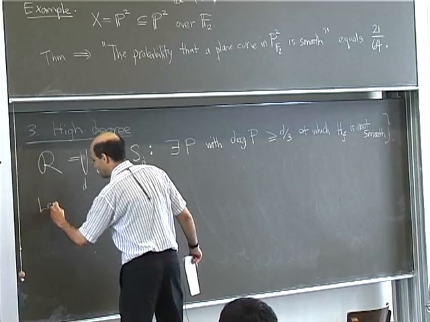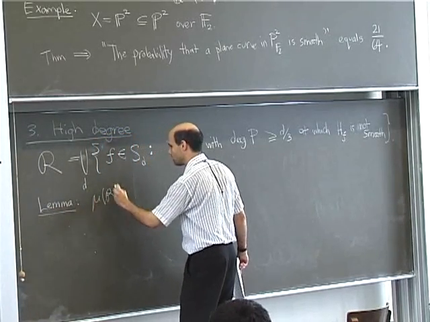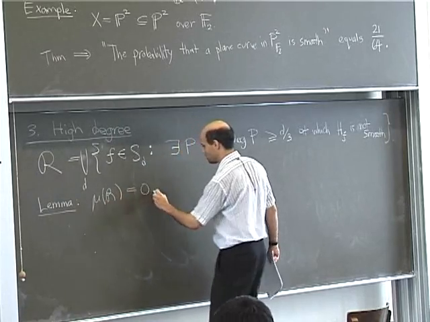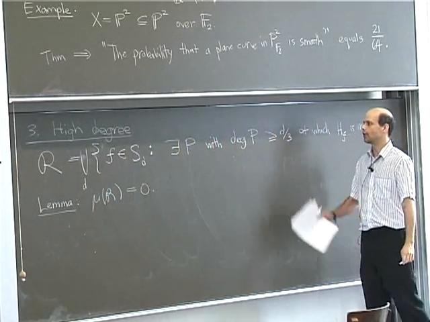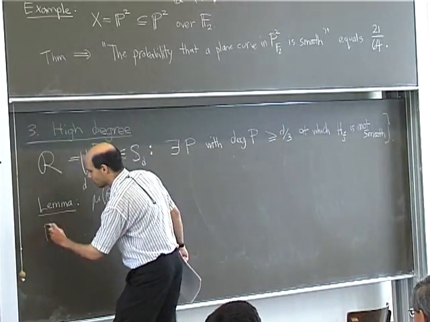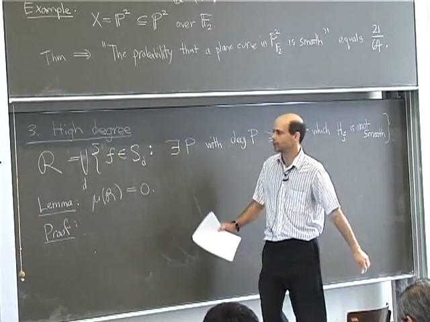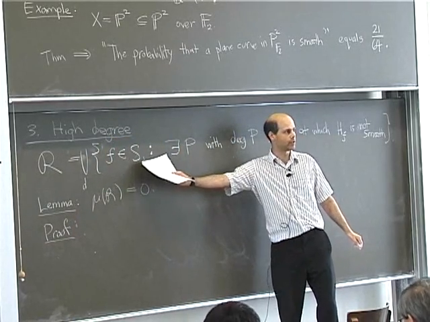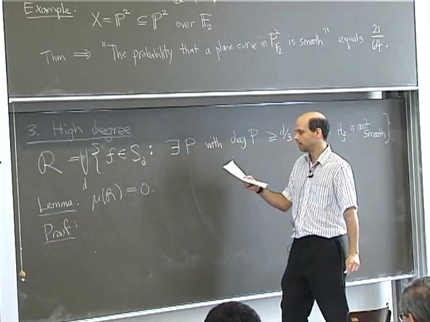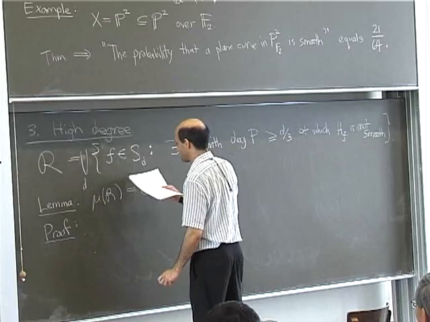So, okay, and what I want to show is that this set has density 0, meaning that it's rare for a curve to have a singularity of high degree. So in other words, if I choose f at random among polynomials of total degree d, then it should not have a singularity of high degree.